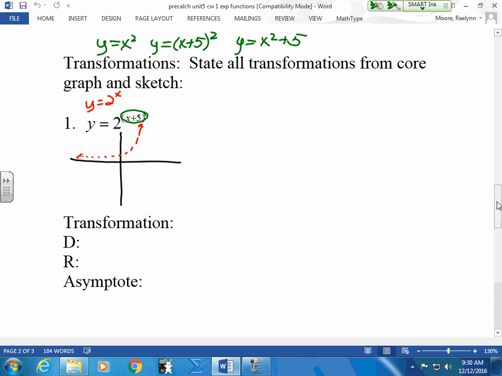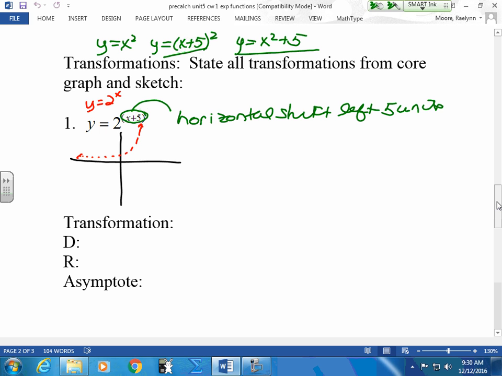Think back to your squaring function. This one does what? Boost it up 5 units. Vertical shift up, right? What did this one do in the middle? Horizontal. Which way did it go? To the left. Good. It went the opposite way. So this is giving me a horizontal shift left 5 units. So technically, I'm taking this point and I'm moving it left 5 units.